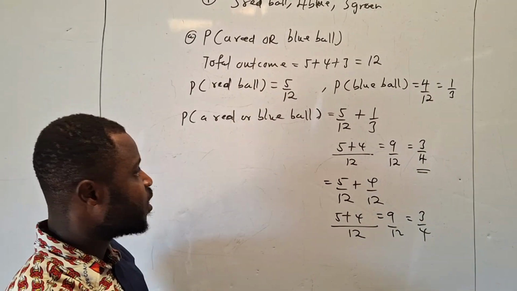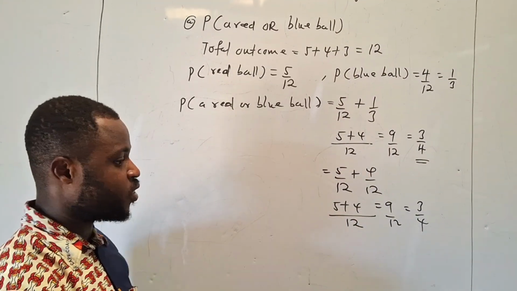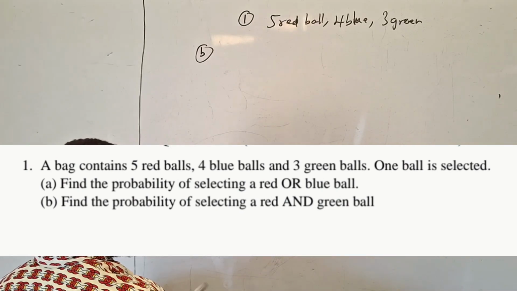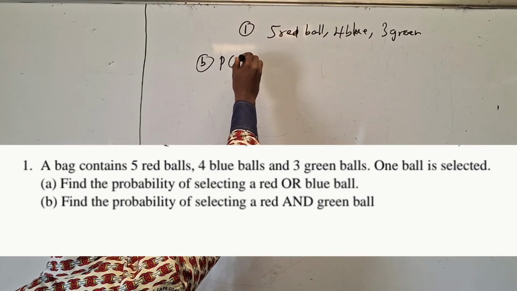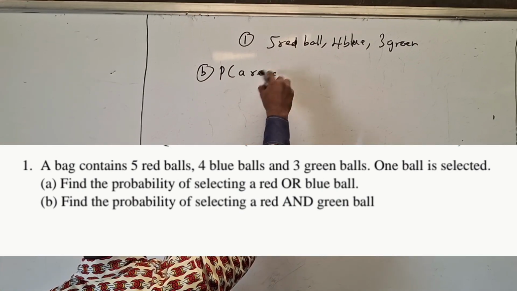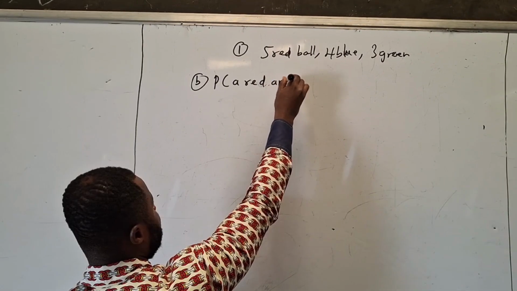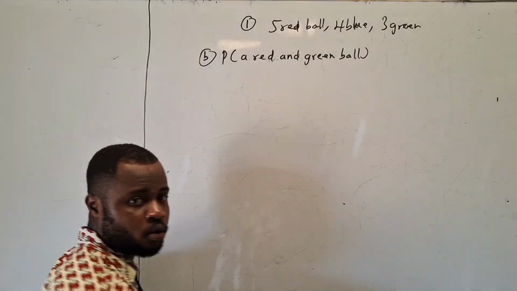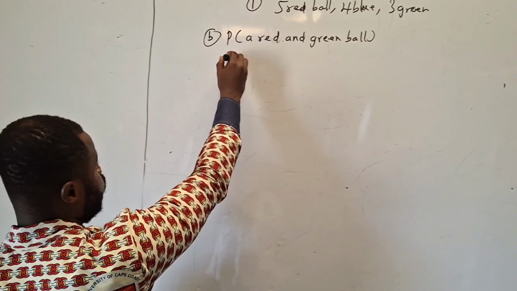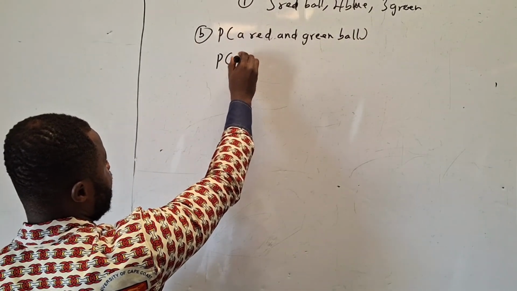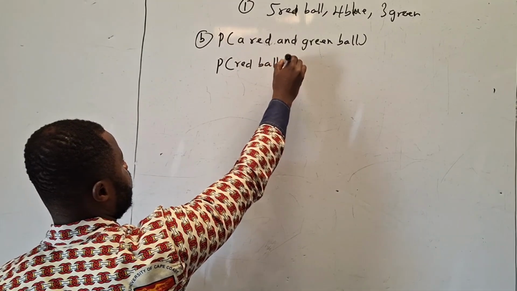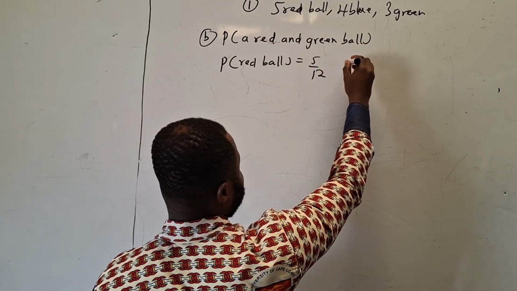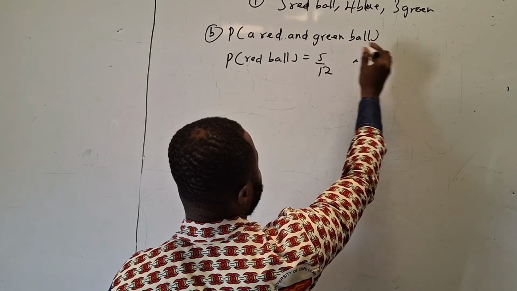So we are going to take the question B on this. So the B says probability of selecting a red and green ball. Red and green ball. So we have to know the probability of picking a red ball. So red ball, 5 on 12. Then green ball.